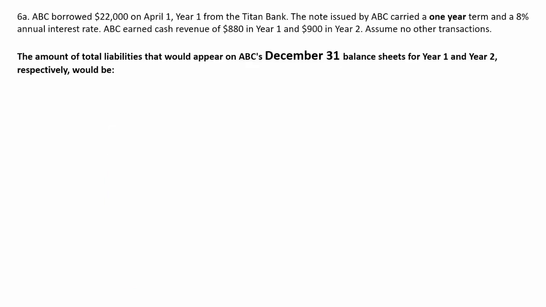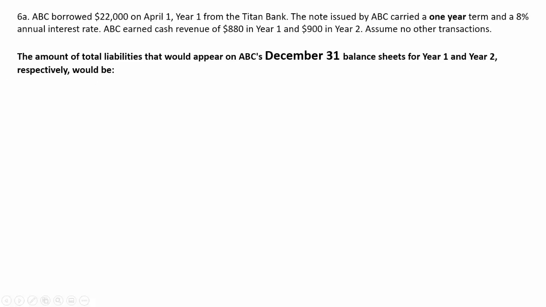And now back to question 6. ABC borrowed $22,000 on April the 1st, year 1, from the Titan Bank. This is beginning to be a familiar theme here, isn't it? The note issued by ABC carried a one-year term, 8% annual interest. ABC earned cash revenue of $880 in year 1 and $900 in year 2. Assume no other transactions. They want to know this: the amount of total liabilities that would appear on ABC's December 31st balance sheet for year 1 and year 2.